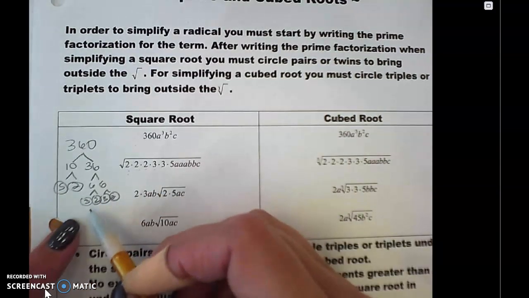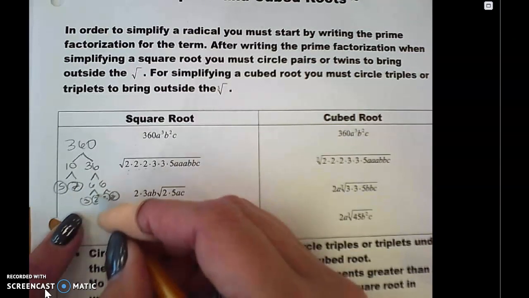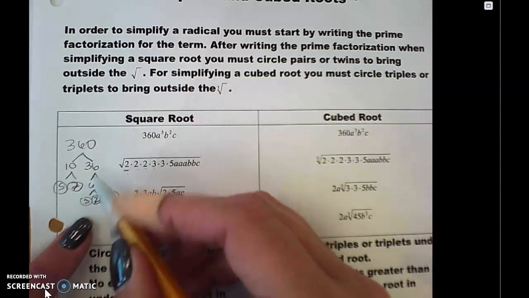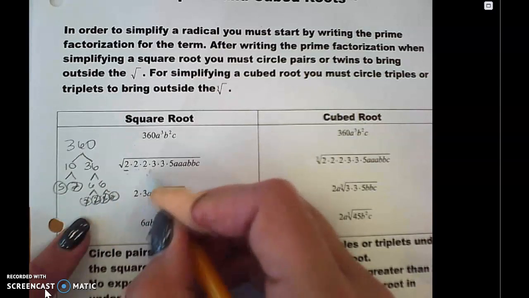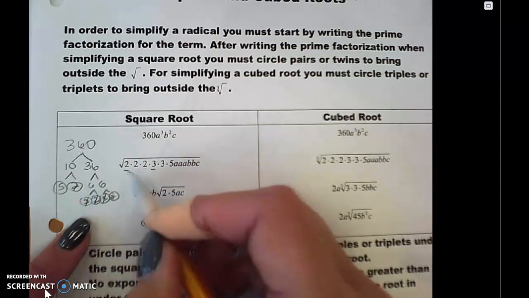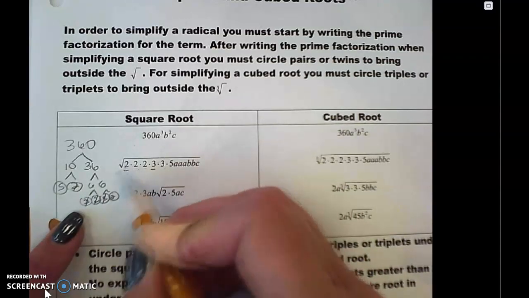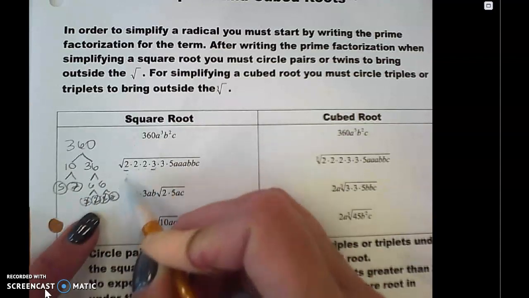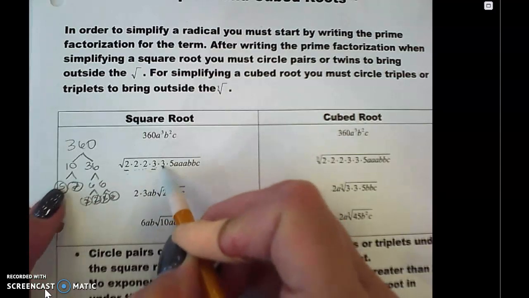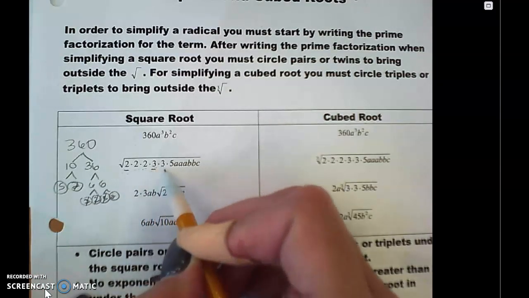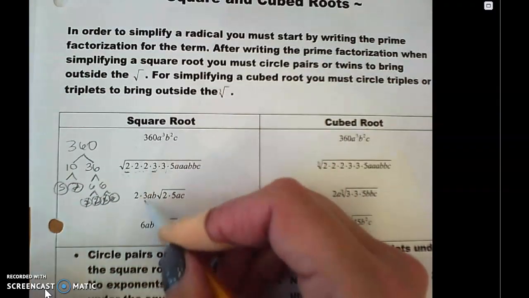So the pairs here, we have a pair of 2s, and that's that one. We have a pair of 3s. That's that one. Oh, they just wrote them all in here. I see what they did. So a 2, a 3, a 2, and a 3, and a 2, and a 5. So they just wrote all of the prime numbers in here. I didn't show you that. I'll show you how to just bring them on the outside.